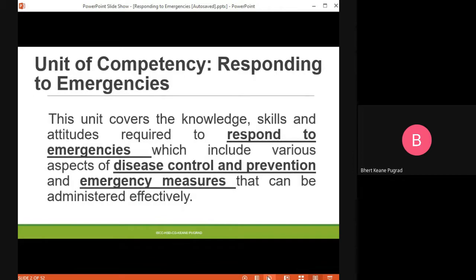Okay, so before we formally start, let me introduce first this unit of competency, responding to emergencies. This unit covers the knowledge, skills, and attitudes required to respond to emergencies, which includes the aspects of disease control and prevention and emergency measures that can be administered effectively.